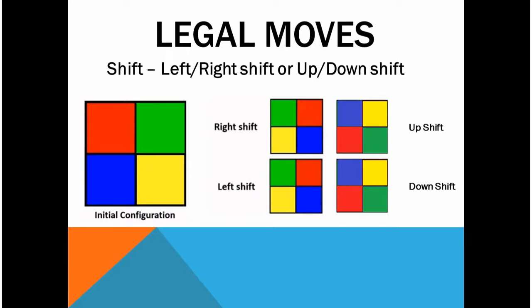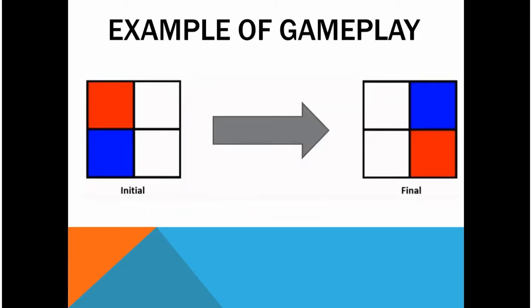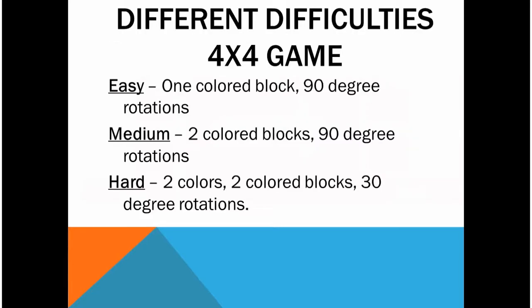An example of gameplay here is, as you can see, the initial configuration we have has a red box over a blue box to the left. We're trying to get to the final configuration of a blue box on the top and the red box on the bottom of the right. One way to do this is to do two 90 degree clockwise shifts, or you can do a right shift and an upshift. There are many ways, as you can see, to get from the initial to the final.